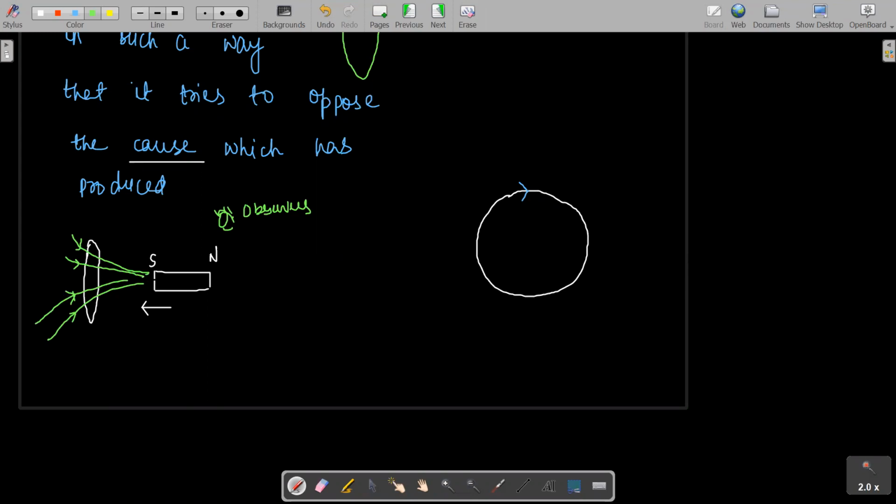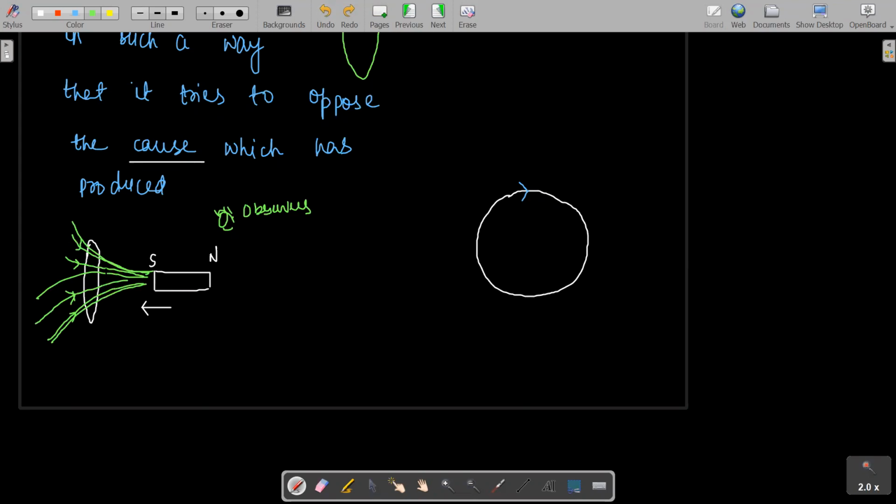If I am moving this magnet towards left, then let me say that these are the more magnetic field lines we are having. We are having more magnetic field lines here. More magnetic field lines are crossing this area. So if this is moving towards right, what will happen? The magnetic field lines in this direction are increasing.